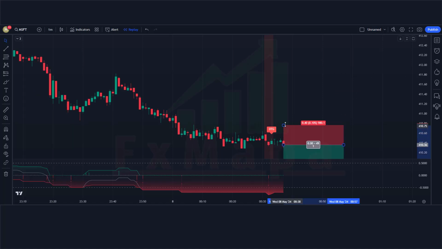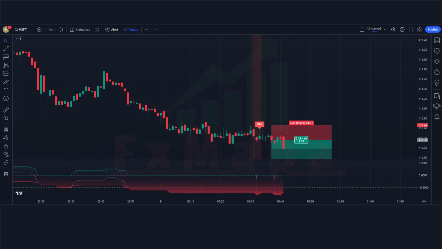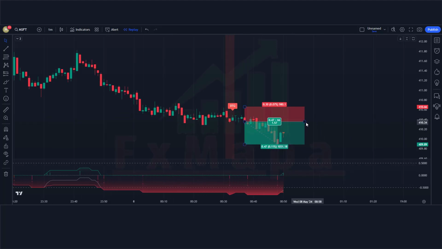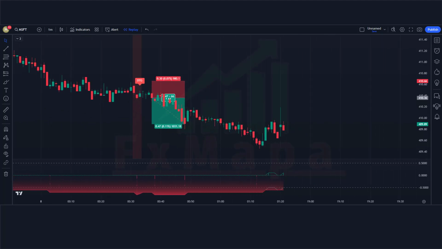Our stop loss will be placed at the current market's higher level, and the risk to reward ratio will be 1:1.5. Let's see what happens to our trade. Our trade is running in profit. We have won the trade. Wait for the next signal.